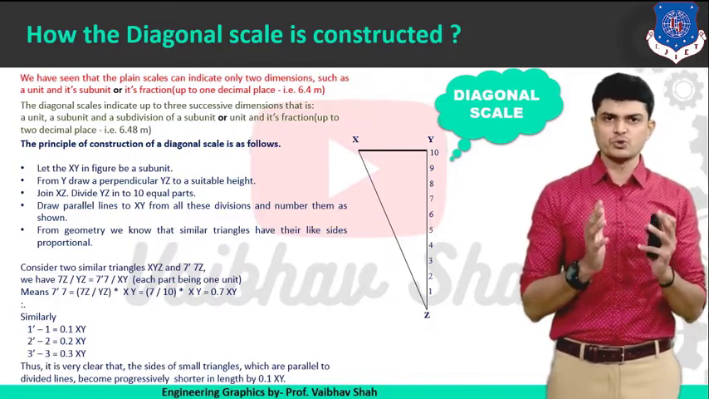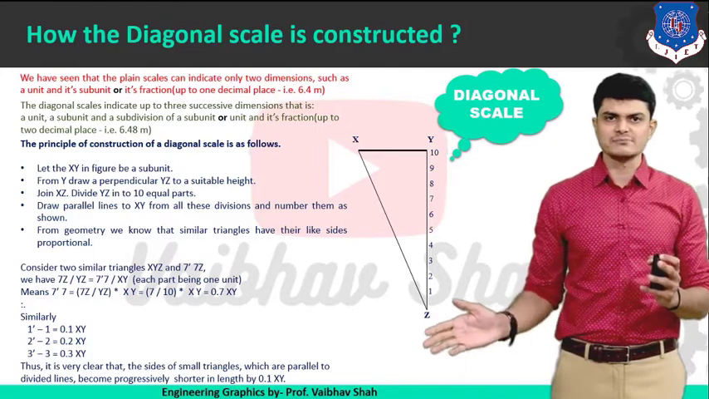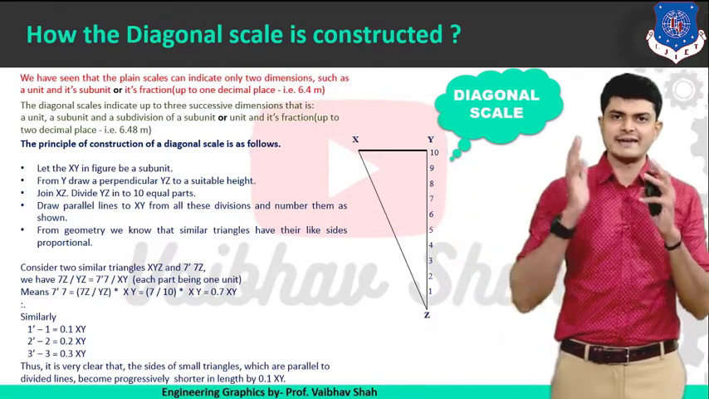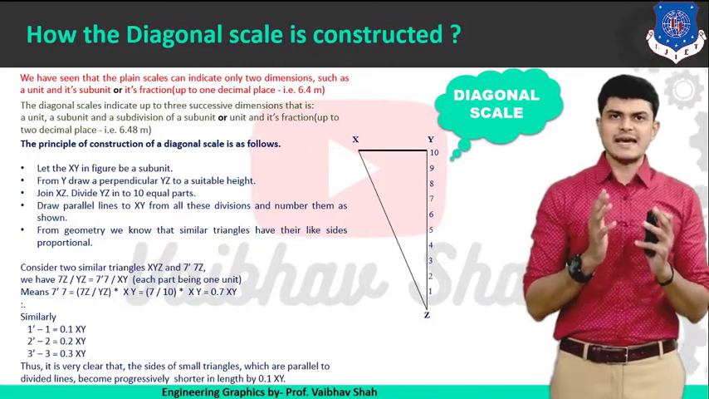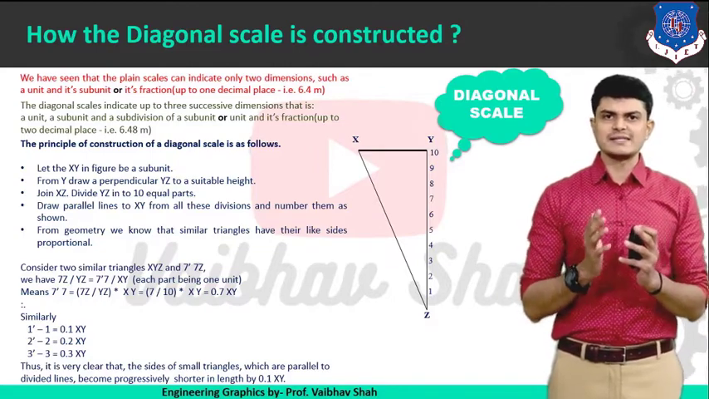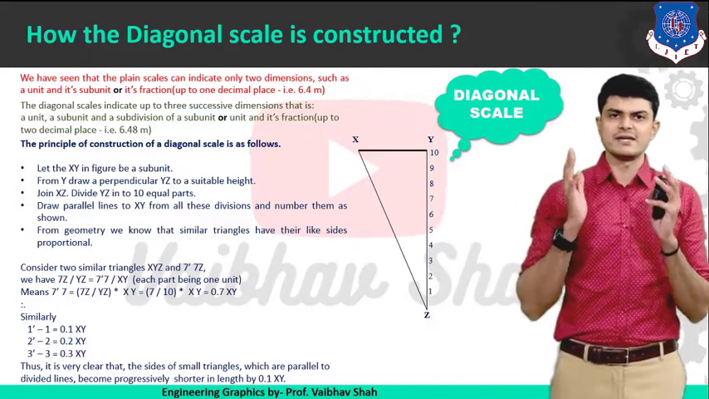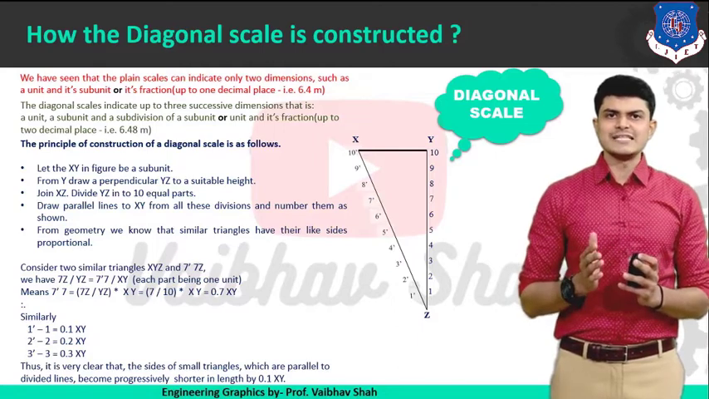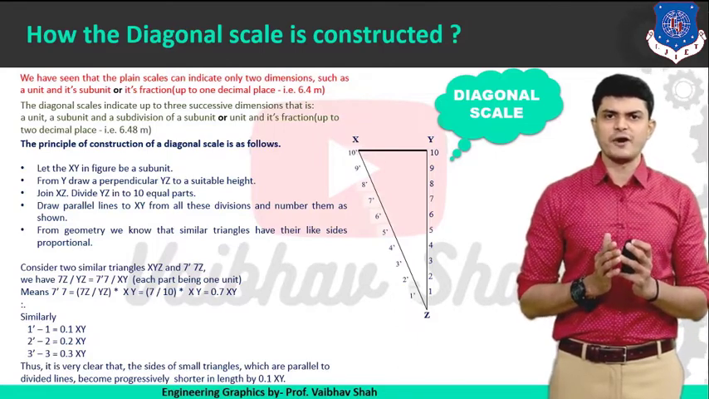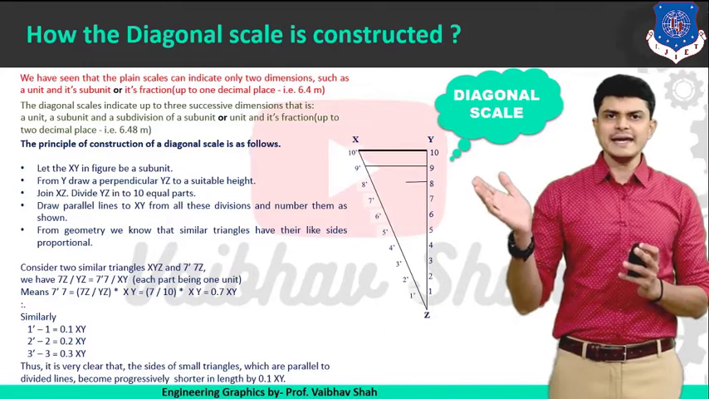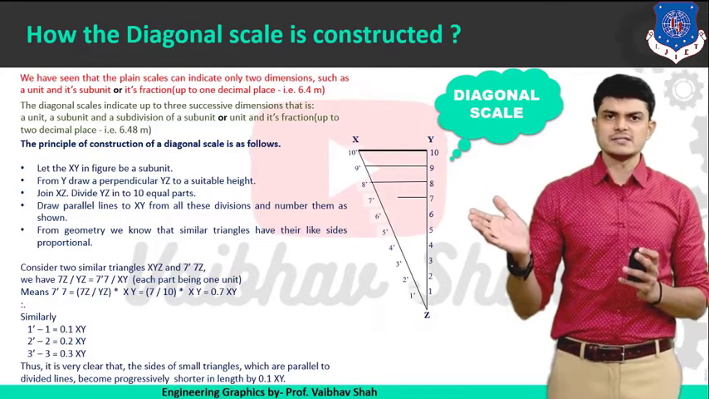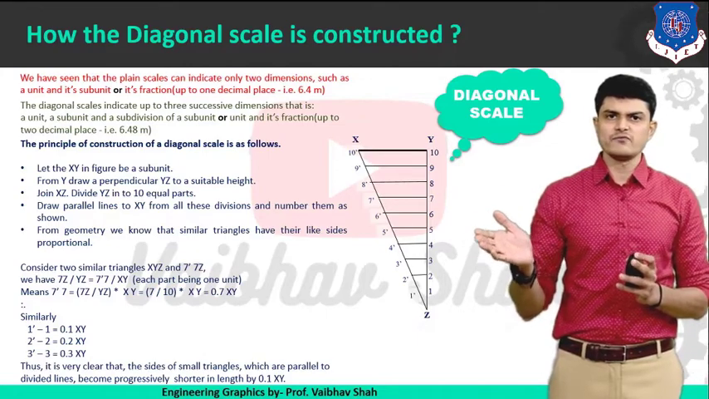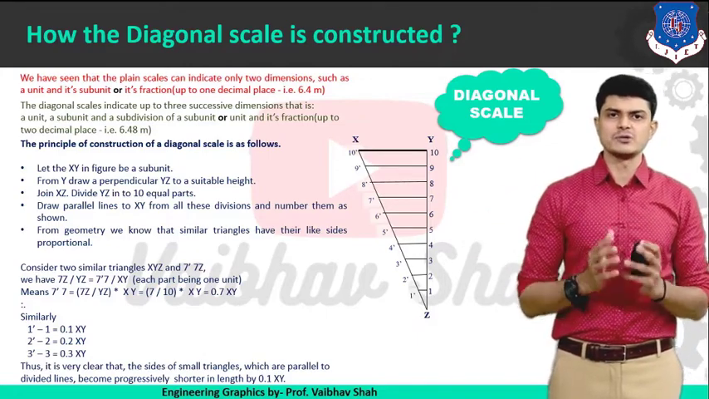After that, we will start numbering from the bottom, z: 0, 1, 2, 3, 4, 5, 6, 7, 8, 9 and 10. After giving the dimensions, you have to connect this z with your x. You will be having this hypotenuse. After that, you need to draw lines parallel to this xy line from your points 9, 8, 7, 6, 5, 4, 3, 2 and 1. So we have drawn lines parallel to this.